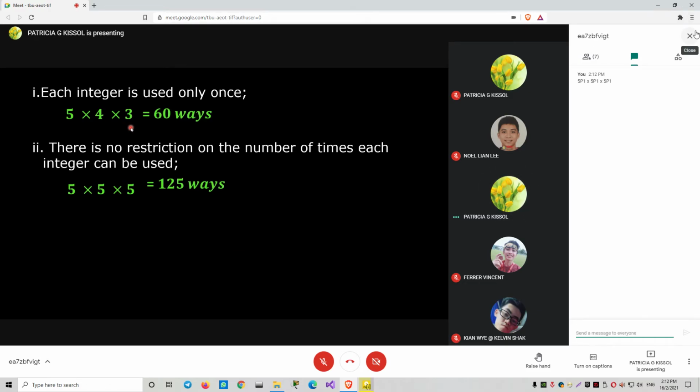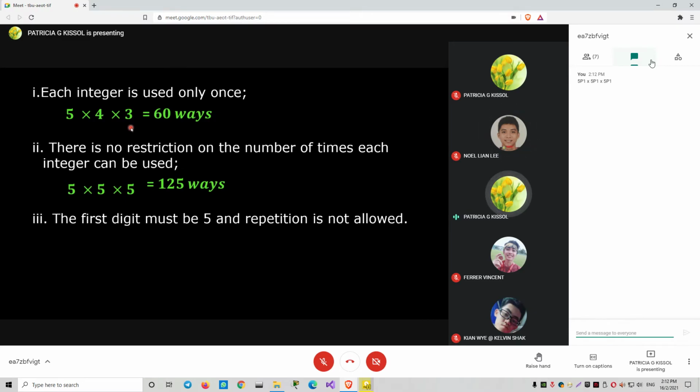Yes. What is P1 now? It's a permutation. Oh, okay. That's a good way of writing it too. You still get the same. The first digit must be 5 and repetition is not allowed.